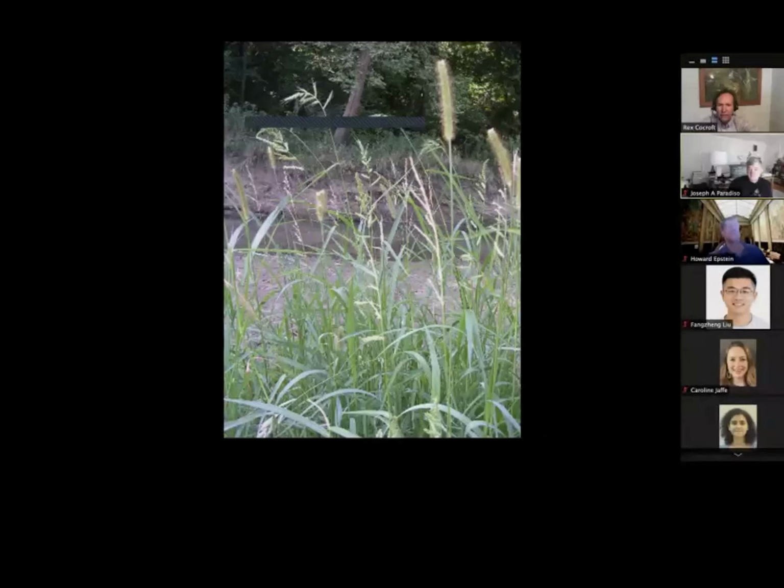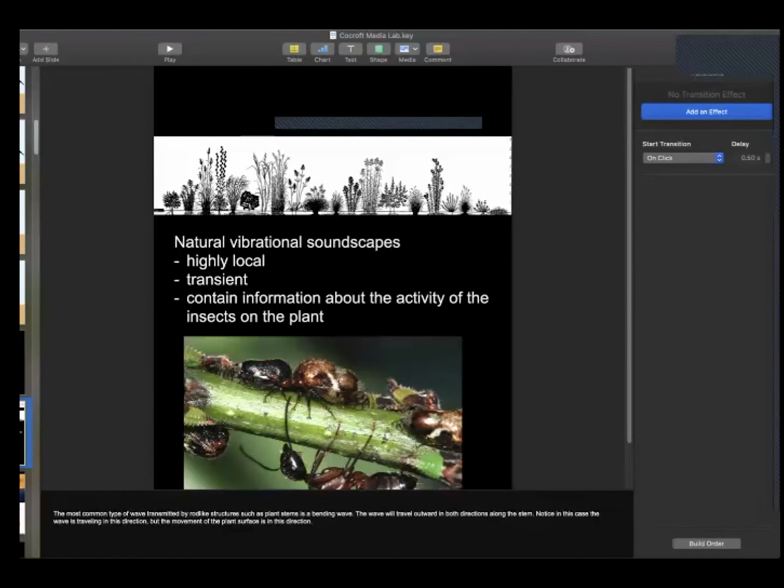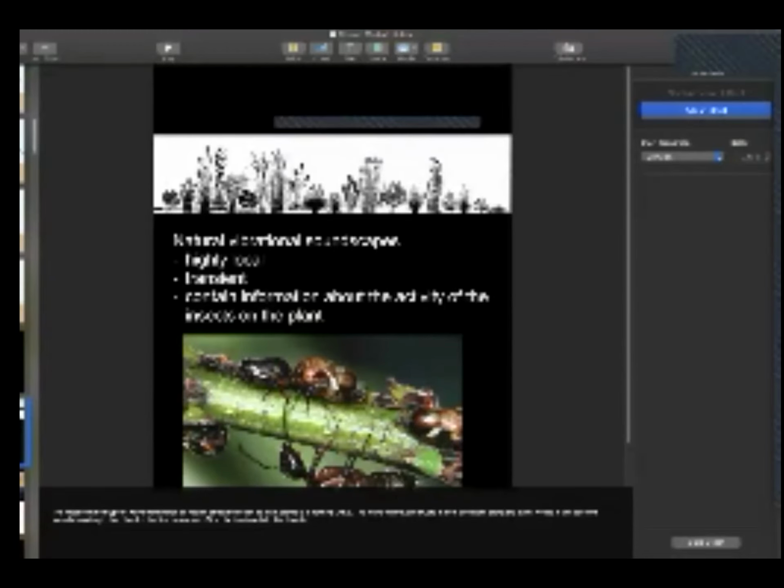What we are still lacking is a broad scale view of what natural vibrational soundscapes are like, but clearly they're highly local because plant species attract different insects, and different plant parts attract different insects. There will be those off-plant sources that may be shared, but even then the plants may respond to them differently. These tend to be rather transient because insects may move through the environment or only be active for part of the day. And they have a lot of information about the activity of the insects on those plants.